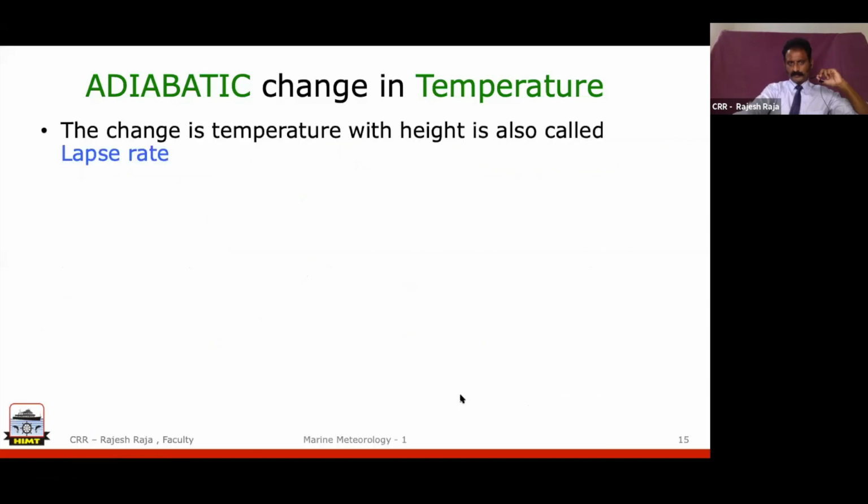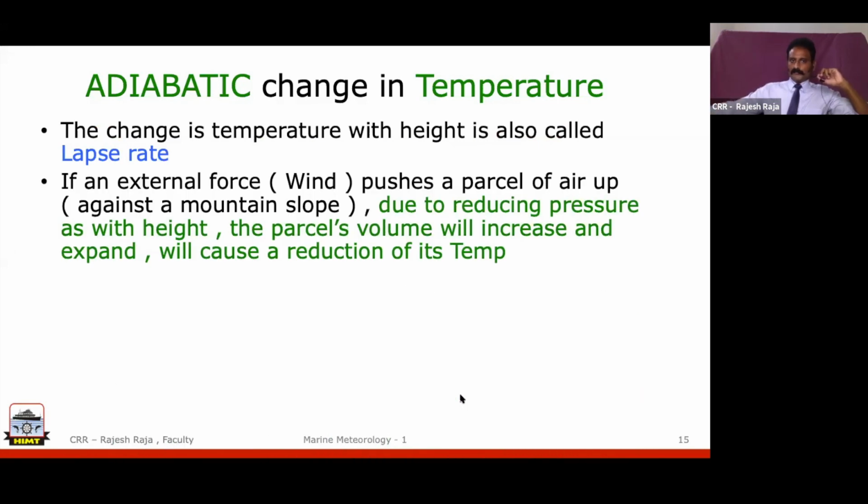Now let us look at the next point. The change in temperature with height is also known as lapse rate. Just like we had a pressure lapse rate, we have a temperature lapse rate also. For example, if I have an external force like wind, I push a parcel of air against a mountain slope. As the air is rising, we know that with height, the pressure drops. When the pressure drops, everything will get relaxed. It will not get compressed, it will get relaxed. So this relaxation as the wind is going up is as good as increasing the parcel's volume. This increase in volume will reduce its temperature.